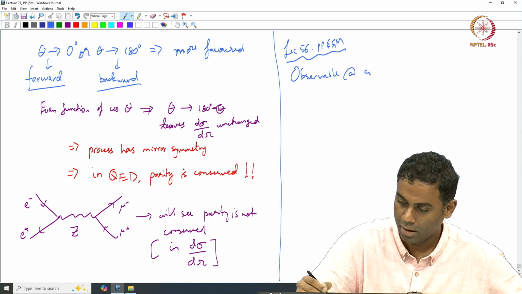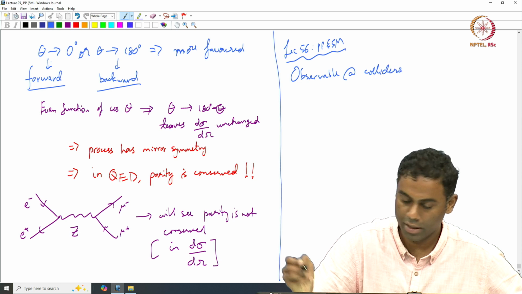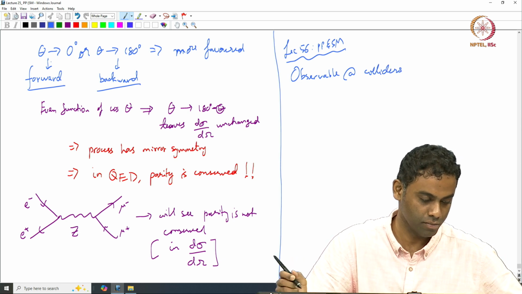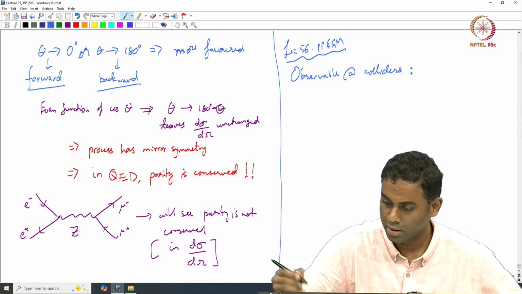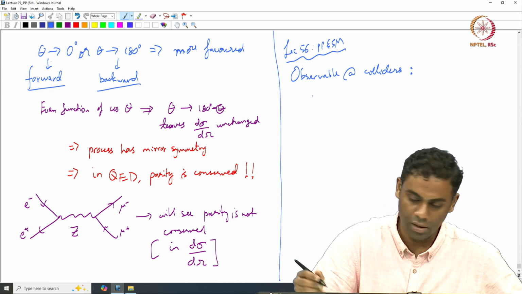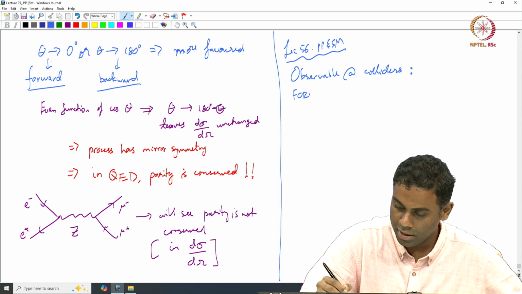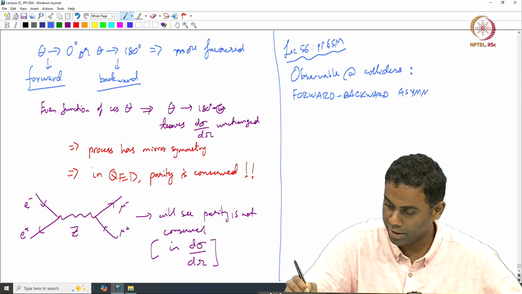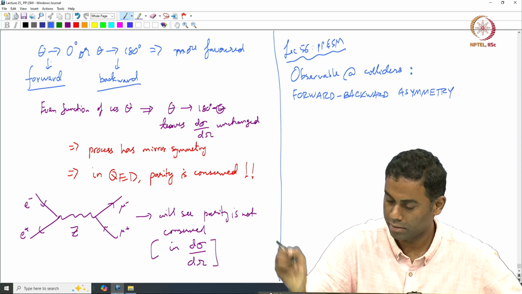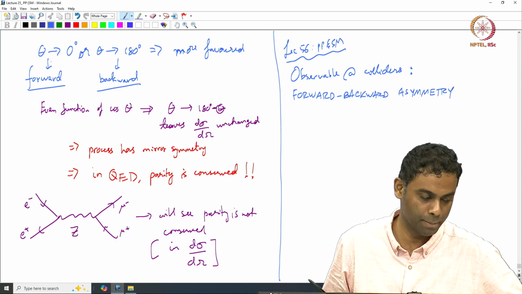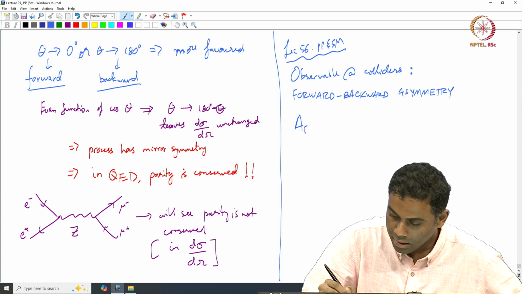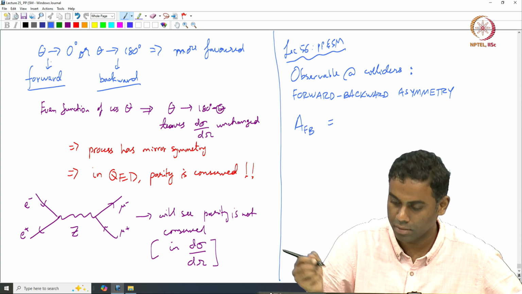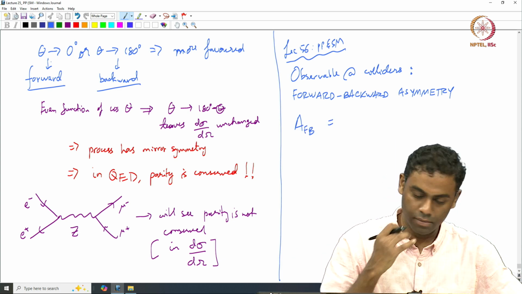at colliders, which is called simply the forward-backward asymmetry. It is a very simple definition. I am going to call that A_FB, that is the standard notation for that.